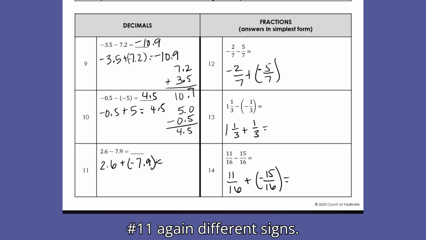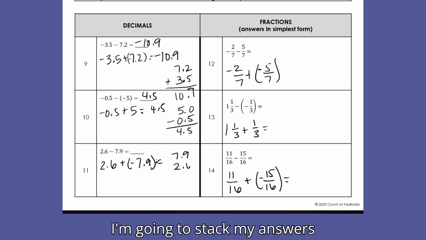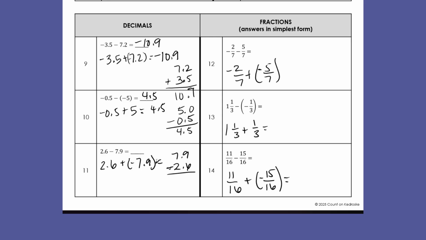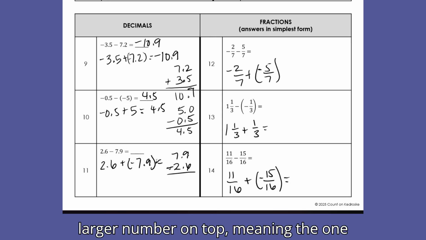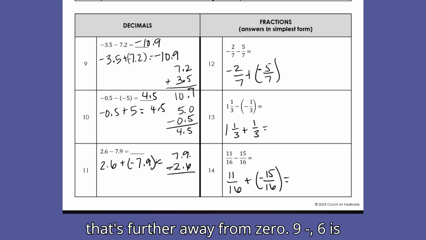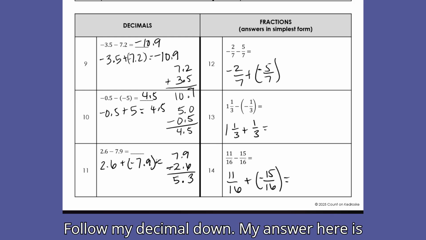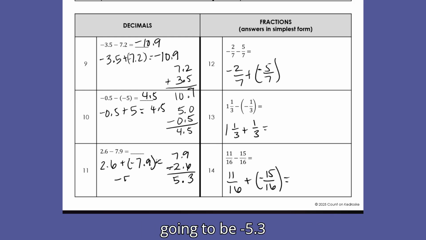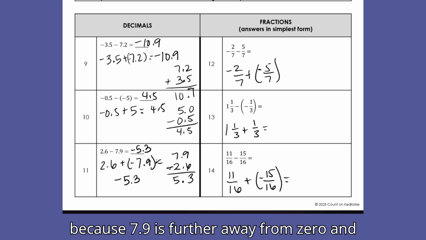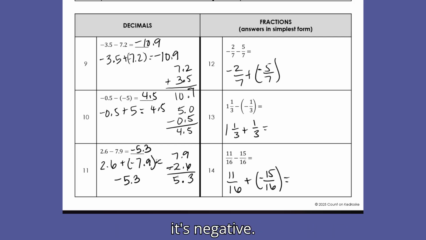And number 11, again, different signs, so I'm going to go ahead and subtract. So I'm going to stack my numbers and subtract. Again, I'm going to use the larger number on top, meaning the one that's further away from 0. 9 minus 6 is 3. 7 minus 2 is 5. Follow my decimal down. My answer here is going to be negative 5.3 because 7.9 is further away from 0 and it's negative.